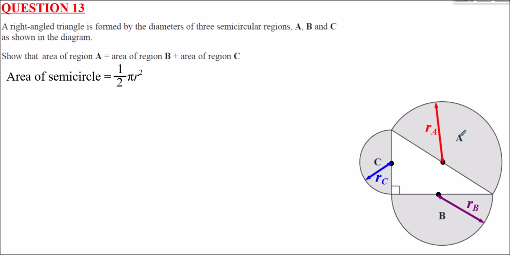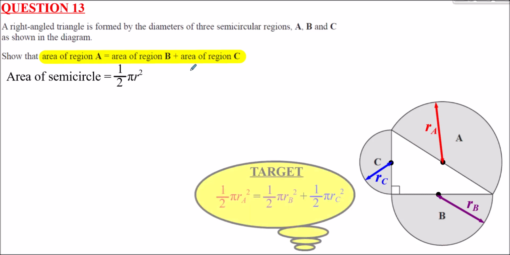So this is semicircle A, so radius A I've just labelled on here, that's circle C, so r subscript C means radius C, and same for semicircle B. This is what we're trying to show, so our target is to show that the area of semicircle A equals semicircle B plus semicircle C. So putting this in terms of algebra, our target, therefore, is to arrive at this.